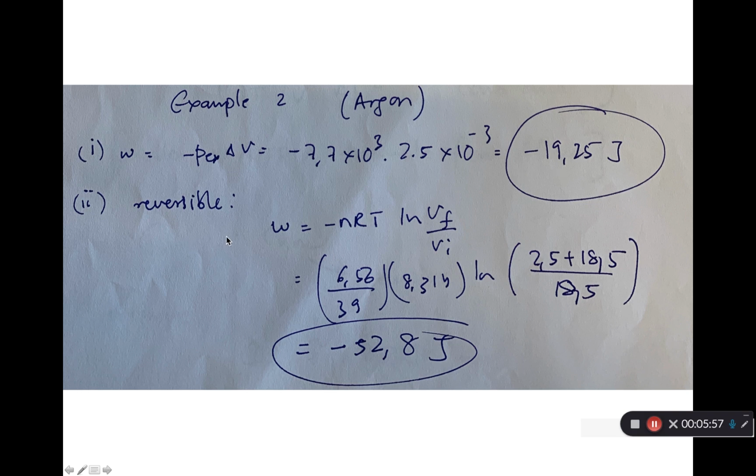If the same expansion were to occur reversibly, then this would be the expression where you would put in the numbers: minus number of moles, gas constant, temperature, log of final volume by initial volume. And since the volume has increased by 2.5, the final volume is 18.5 plus 2.5. The initial volume is 18.5 and the work done is minus 53 joules. So for the same amount of expansion, reversible work is much higher than non-reversible work against a constant external pressure.